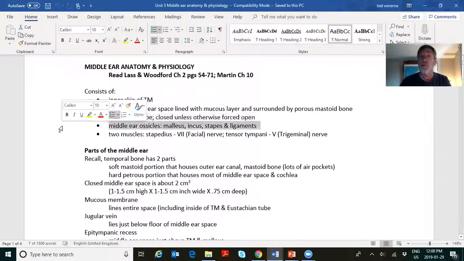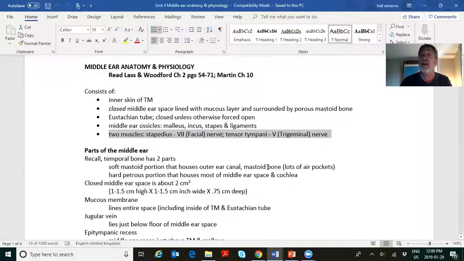Then you have the middle ear bones themselves, called the ossicles: malleus, incus, and stapes, and the ligaments. And then you have the two middle ear muscles, the stapedius muscle, innervated by, or talked to from the brain by means of, the seventh cranial nerve.